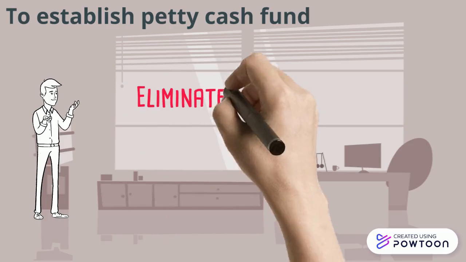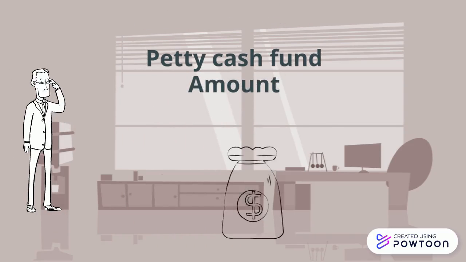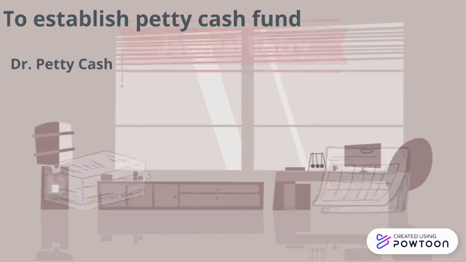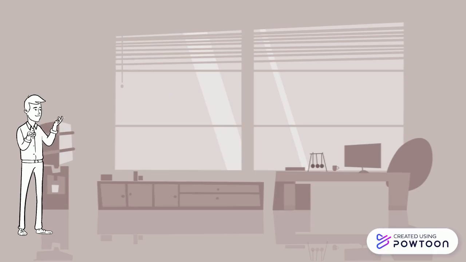Companies choose to have a petty cash fund to eliminate multiple journal entries for small transactions. A company must decide how much they want in their petty cash fund. After deciding on the petty cash fund amount, it must be established on a journal entry. For example, for a $100 petty cash fund, we will debit petty cash fund and credit cash. This is essentially the company writing a check for the amount of the fund.